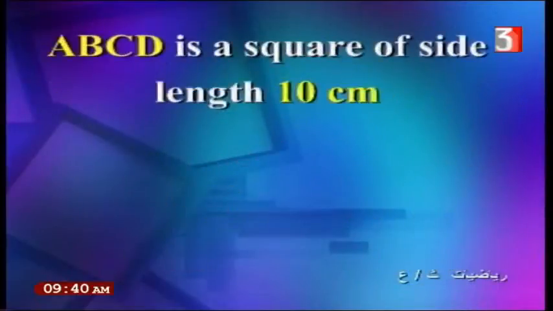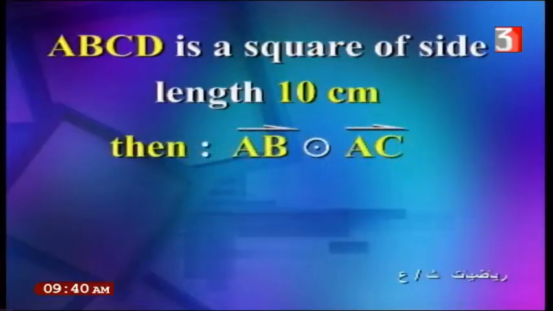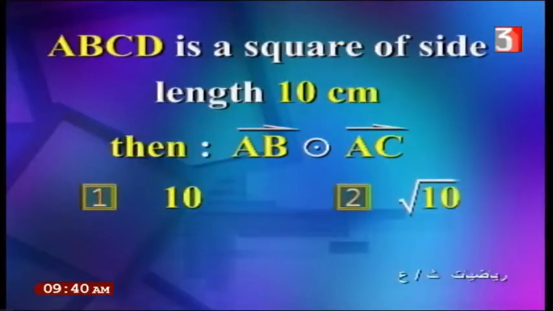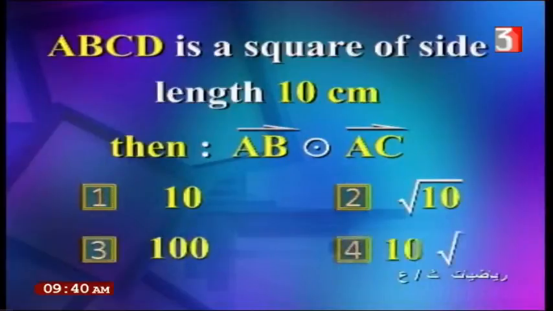Another example. ABCD is a square of side length 10 centimeters. Then AB vector dot AC vector equals what? 10, root 10, 100, or 10 root 10.